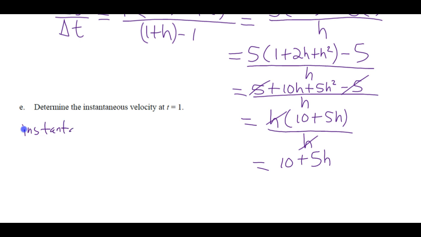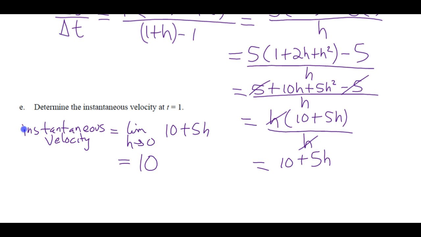Instantaneous velocity is equal to the limit as h approaches 0 of 10 plus 5h, which is equal to, anyone? 10, because we can throw in 0. You got rid of it on the bottom there. That's the whole idea with limits: we got something that's 0 down here, so we need to eventually end up canceling. We get 10.